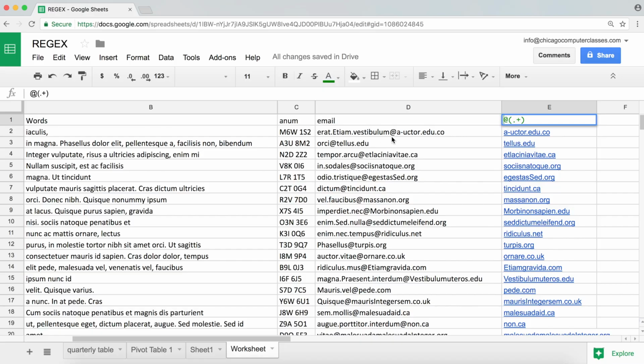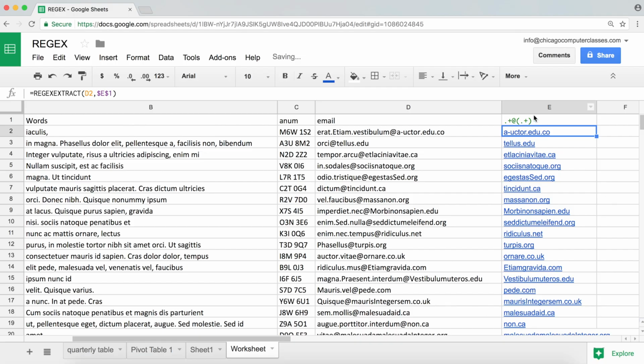So again, every character before that is going to be dot plus. We want any character, and one or more of those characters. Then we're going to have an @ sign, and then again any character, one or more of the character. Now if I enter, I'm going to get the same results because it's still matching, and we're still saying that the part we want to extract is what's in parentheses.